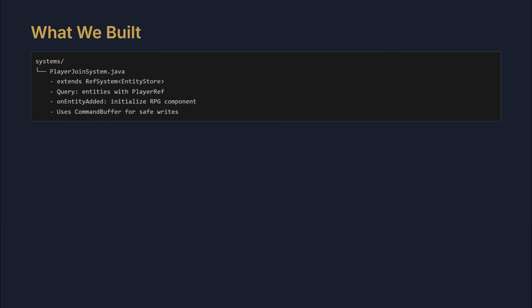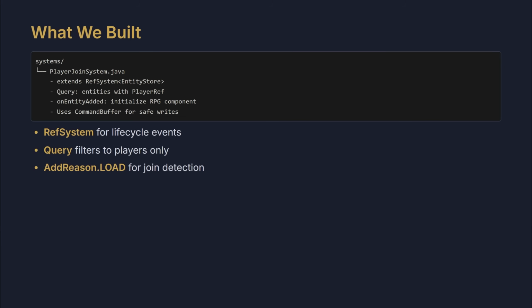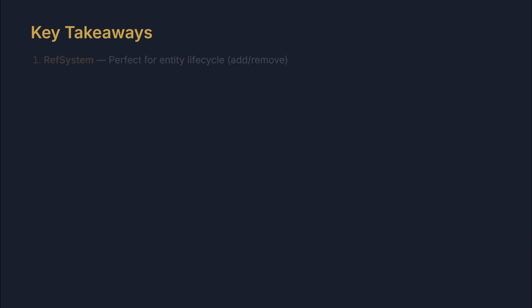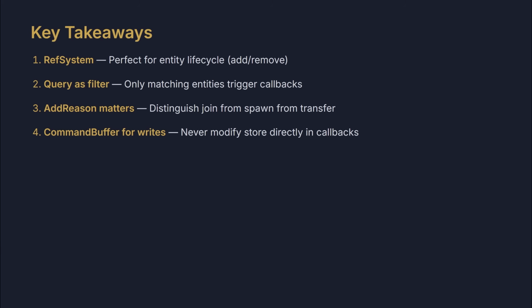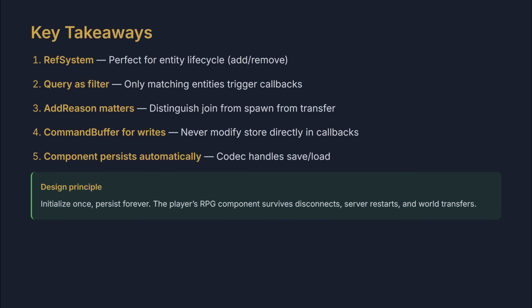So, what have we built? We now have our system package, and inside there we have our PlayerJoinSystem. The RefSystem for lifecycle events, the query filters to player only, we have the add reason load for join detection, and the command buffer for safe modifications. So if you want to react to the entity lifecycle, use the RefSystem. If you only want matching entities, use the query as a filter. You can distinguish between loads and spawns and transfers, for example, and we need to use the command buffer for writes. And very, very important, the component persists automatically. The codecs handle save and load. So initialize once and persist forever.